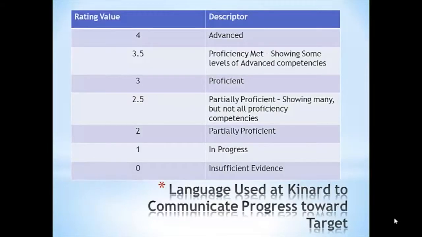Some of the language we use here at Kinard to communicate progress is, again, that 4-point scale. It goes from 4 down to 0. We have half points, so you'll see this in the reports that are either on rubrics or sent home or electronically in a program we call Synergy. Again, advanced, proficient, partially proficient, and then we've got some half points that are moving towards the next level.